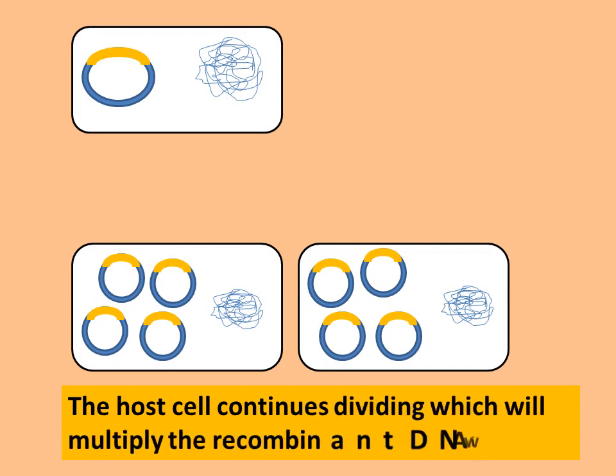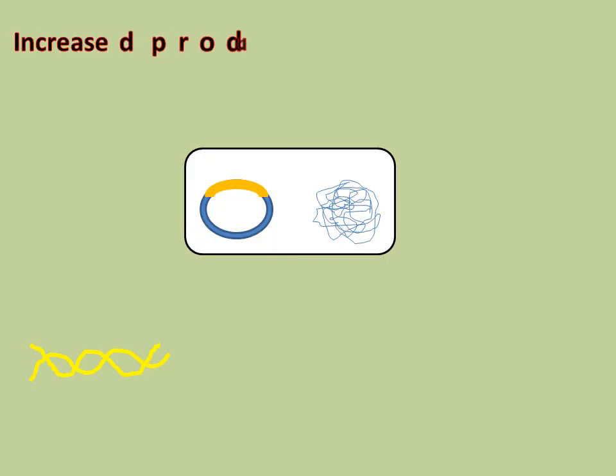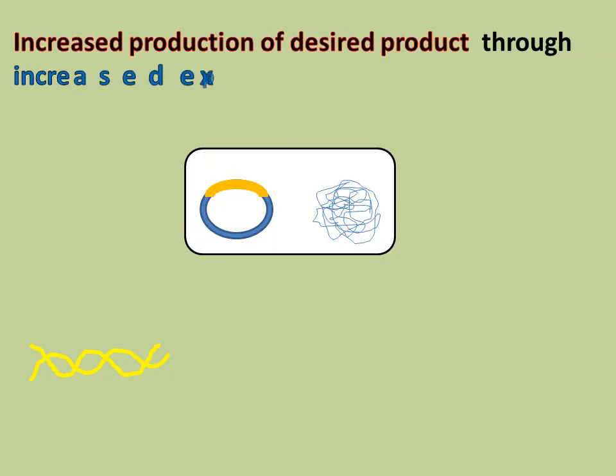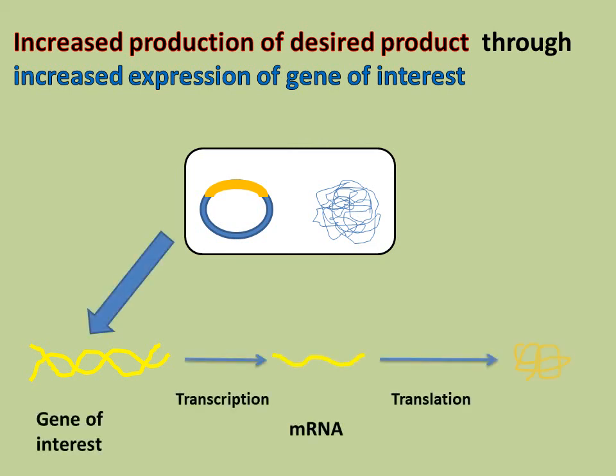Here, the host cell continues dividing, which will multiply the recombinant DNA which is present within it. Through increased expression of our gene of interest, we will have increased production of the desired product. Here we have our host cell, which contains a recombinant vector with the gene of interest. The gene of interest will get transcribed within the host cell to form the mRNA, which will get translated to produce the desired protein product.